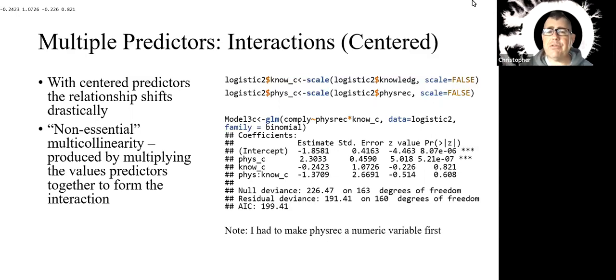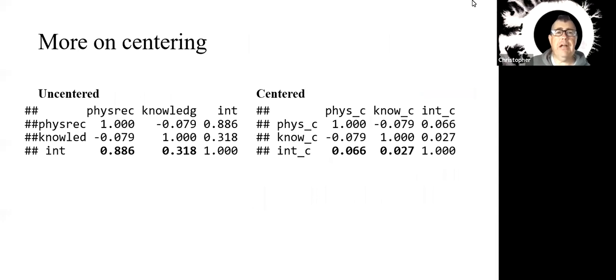The reason why they have strong correlations there is because the interaction is a product of those two. When we center our variables, we actually can reduce that multicollinearity quite substantially. So taking a look at a little bit more on centering, what I did here is I created a couple of sets of variables. I created an interaction based on the left-hand side, based on the uncentered variables. And then on the right-hand side, I centered all of the variables.